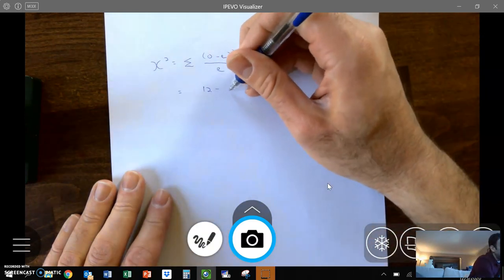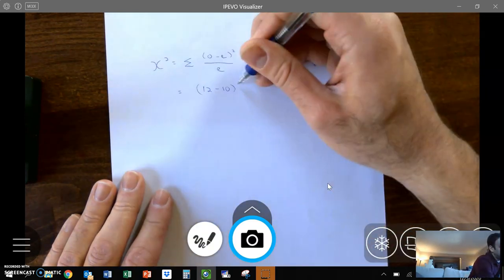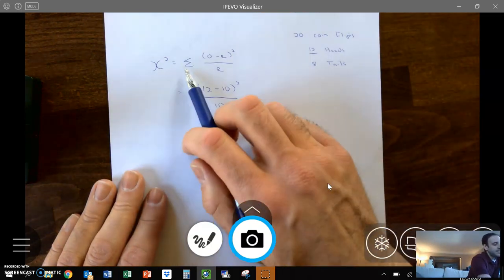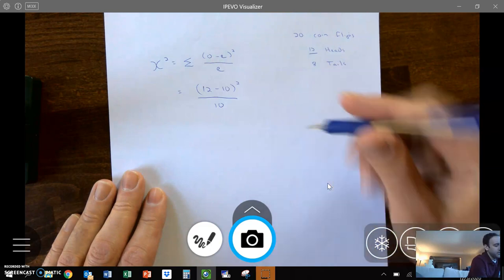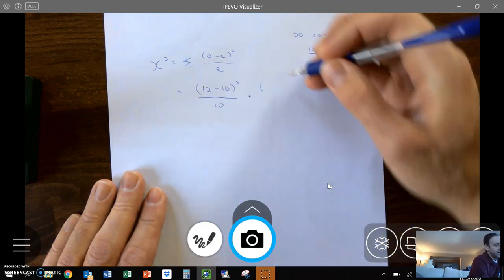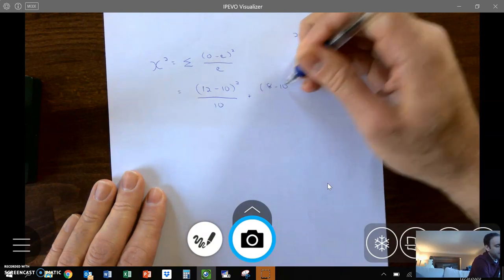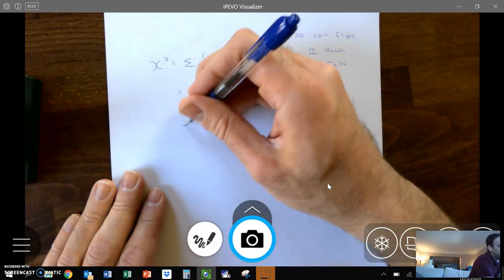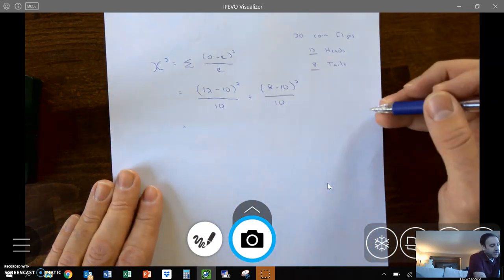So I go 12 minus 10 squared over expected, which is 10. But then it's the sum of, because I have this other value here. So then I'm going to add the next one. So my next observed value is 8, minus expected is 10, over expected is 10. And so what you do is you calculate the actual value.